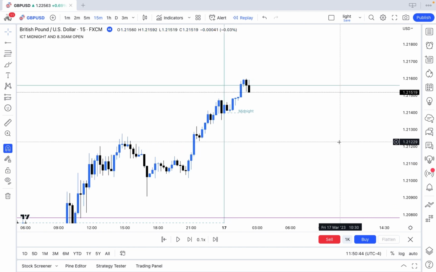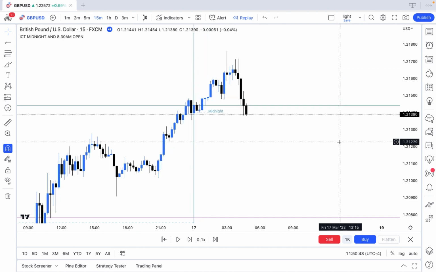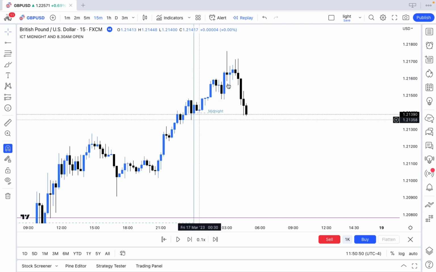On this day, I didn't get any trades in the London session, but if I had to trade anything, this would be it. You see how price took out this high made in the Asian session right into the open of the London session? We took out that high. That's a liquidity grab. Did a market structure shift.